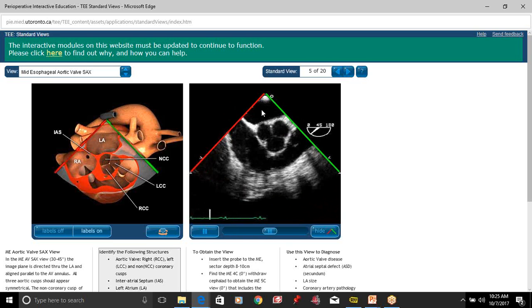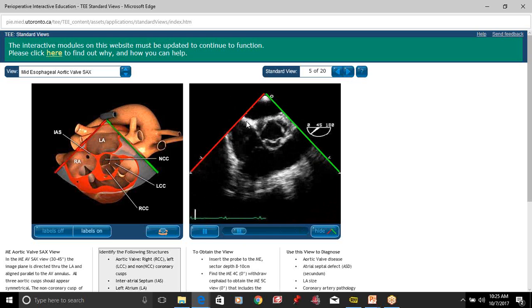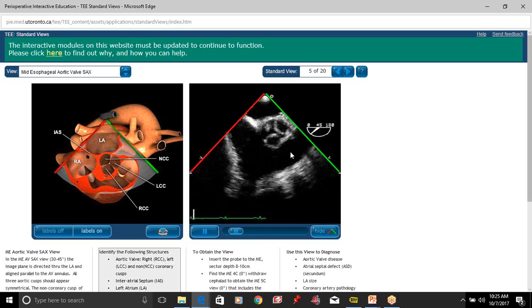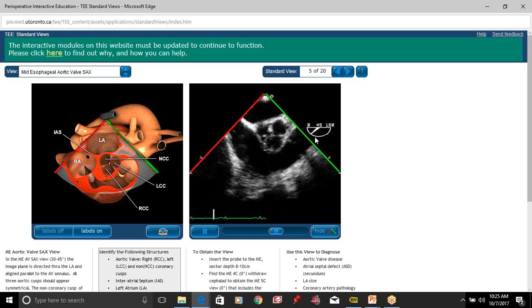Your left atrium is right there. Atrial septum, right atrium, tricuspid valve, right ventricular outflow tract, pulmonary valve, 45 degrees.